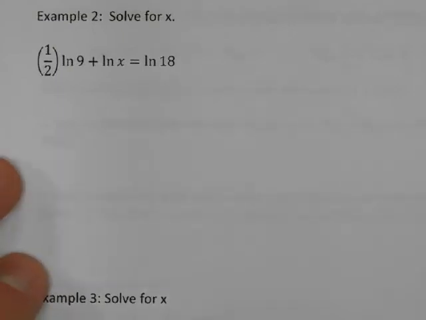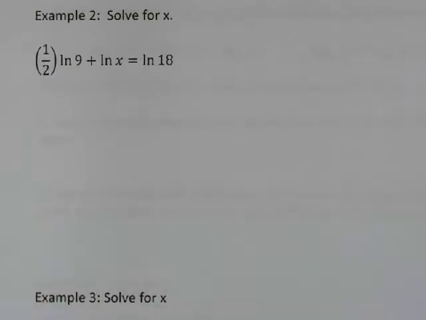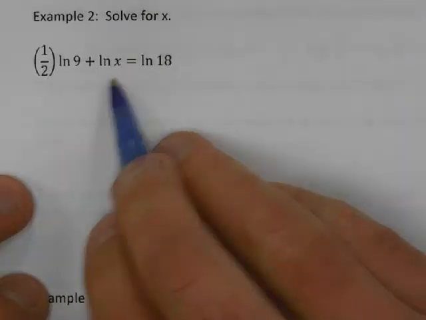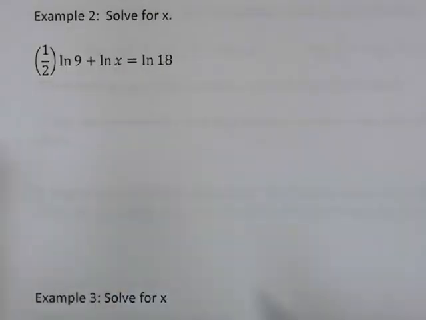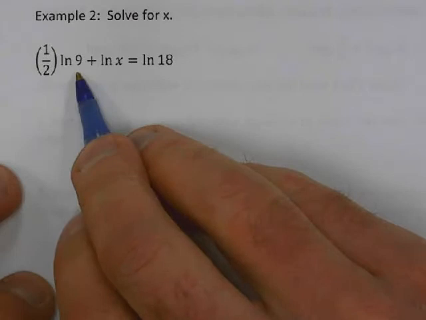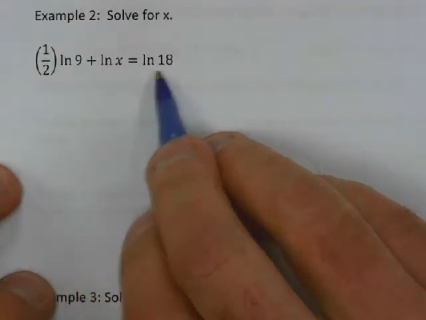All right, next example, solve for x. Again, very similar problem. We've got 2 logs on one side, 1 log on the other. I want to combine these two things, and then I could ignore the log and the base and set these equal to each other. All right, so we got 1/2 times the natural log of 9 plus the natural log of x equals the natural log of 18.